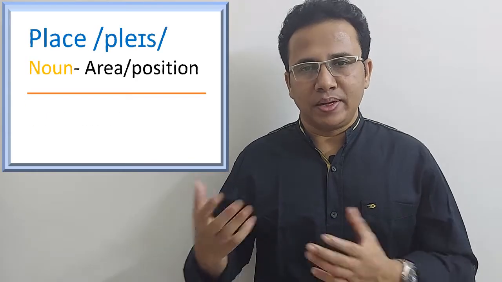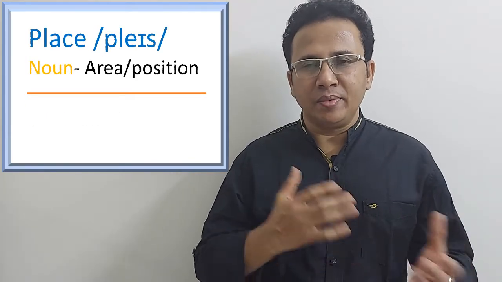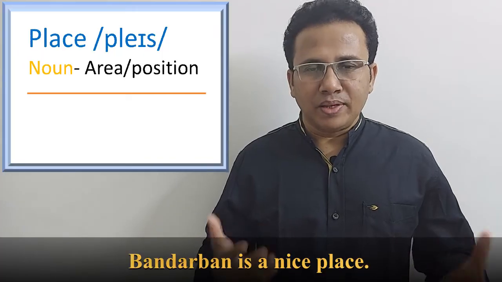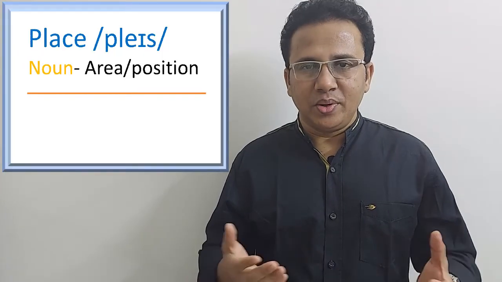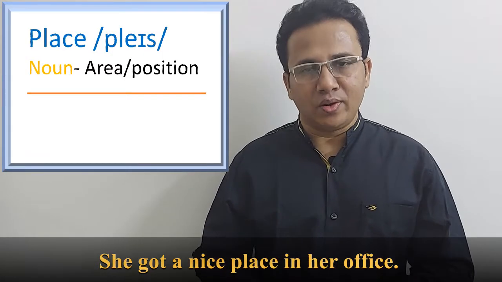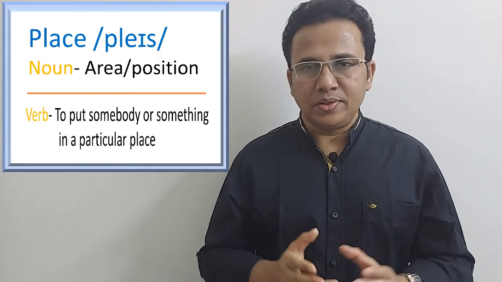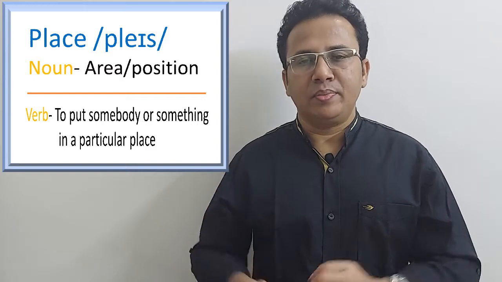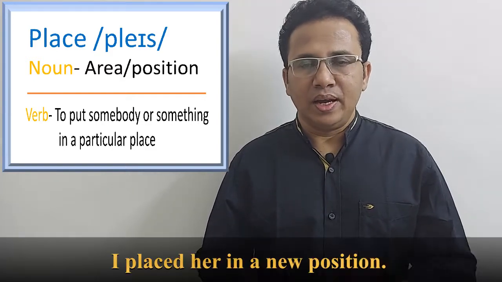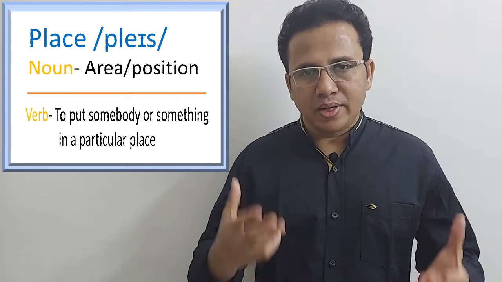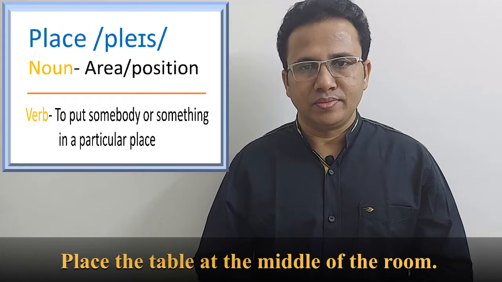Our next word is place. It can refer to any area, position. For example, Bandarban is a nice place. Or she has got a nice place in her office. And when we use the word place as verb, it refers to putting something or somebody in a particular place. For example, I placed her in a new position. Place the table at the middle of the room.